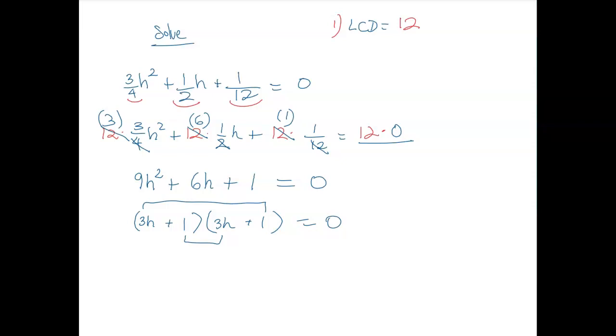So once I have this, I can set both 3h plus 1 and 3h plus 1 the same, so I only have to use one of them. 3h plus 1 equal to 0. Subtract 1 on both sides, so you have 3h is equal to -1. And then finally you divide by 3, and you get h is equal to -1/3. And that's your solution, -1/3.